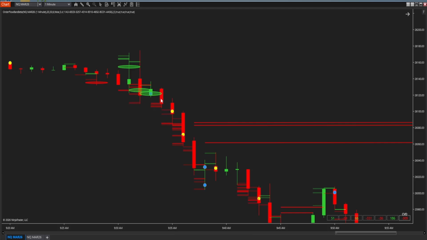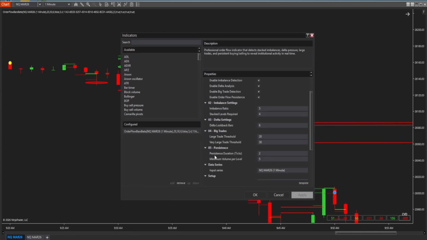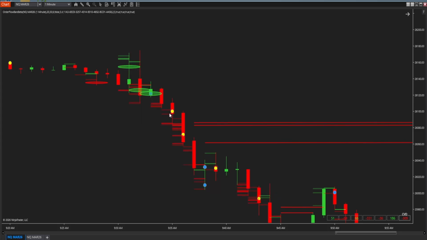Then this candle right here, we sold off. Then we had persistent selling of it. And the persistent selling I have set to persistence duration ticks of 2. So it has to be 2 ticks down with a minimum of 5 for volume per tick down in order just to get one of those bars.